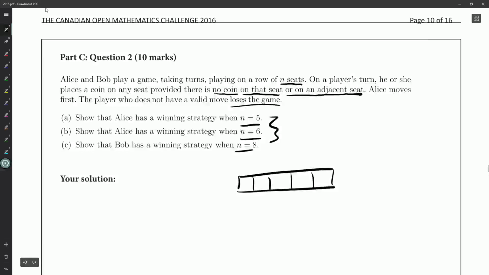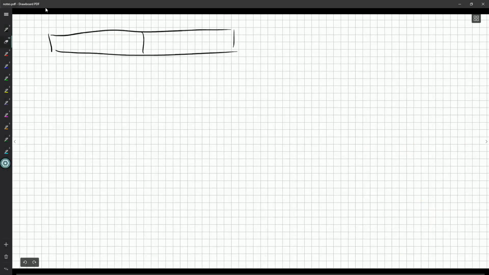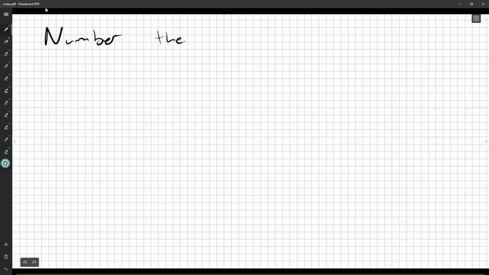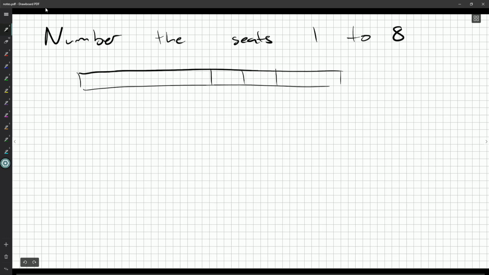Because the question says, show that Bob has a winning strategy. Oops, that was supposed to be an underline. Show that Bob has a winning strategy when n is 8. So let's just play around with it. Okay. Alice gets to play first, so that's a bit trickier. There's lots of plays Alice could make. So once again, I would probably say this to the markers. I write this down, so number the seats 1 to 8. Okay, so 1, 2, 3, 4, 5, 6, 7, 8.